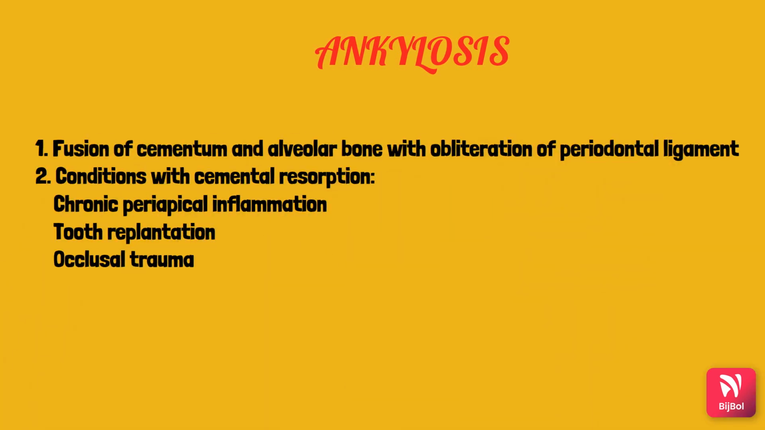Next, we learn a concept called ankylosis, the fusion of the cementum and alveolar bone with the obliteration of the periodontal ligament. So the complete fusion of the cementum and the alveolar bone is called ankylosis. This usually takes place in teeth with cemental resorption. These conditions include chronic periapical inflammation, tooth replantation, and occlusal trauma. This ankylosis results in rapid resorption of the root and also its gradual replacement by bone tissue.